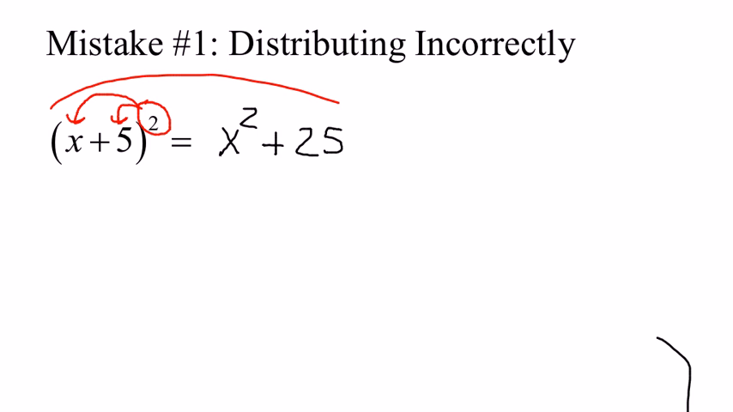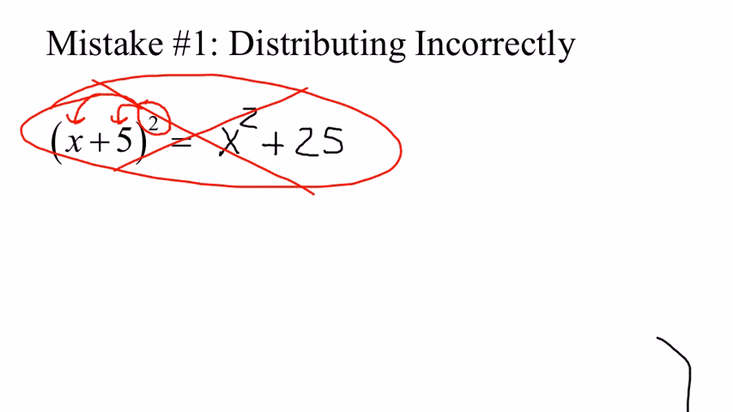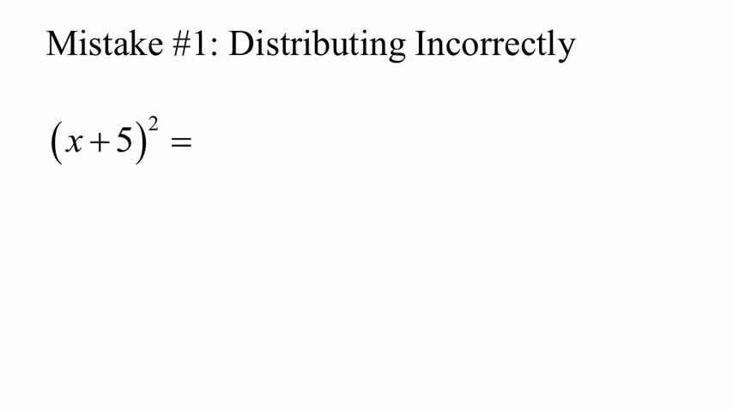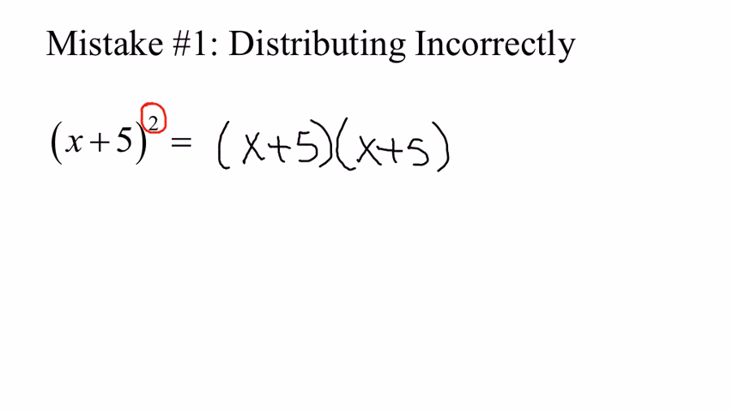This is very, very incorrect. Okay, so let's actually see how to do it the correct way. So let's say that we've got this x plus 5 squared. This 2 up here actually means that it's x plus 5 times x plus 5. Okay, so of course we have to use that mnemonic device of foiling.